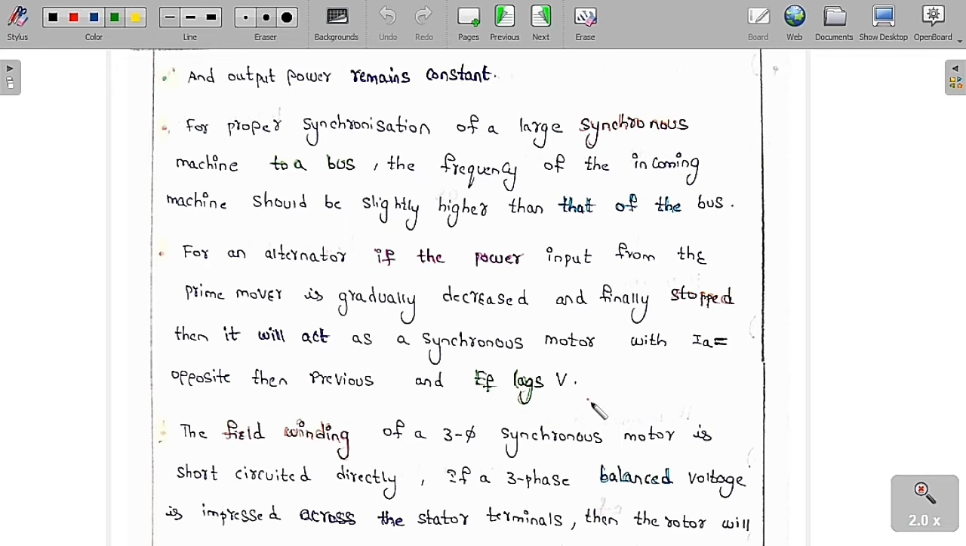Therefore, for an alternator, if the power input from the primary decreases and finally stops, it is going to act like a synchronous motor with IA opposite to the previous one, and EF is going to lag V.